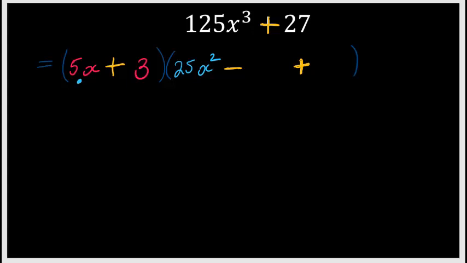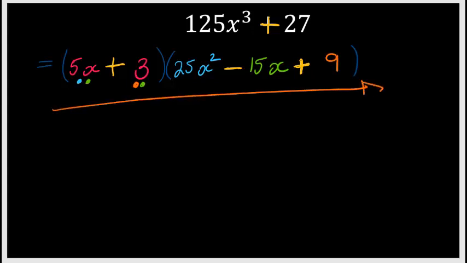Term 2, I'm going to have 5x times 3. 5 times 3 is 15x. And then the last term, 3 squared is 9. And that is how I answer that question. Final answer, done.